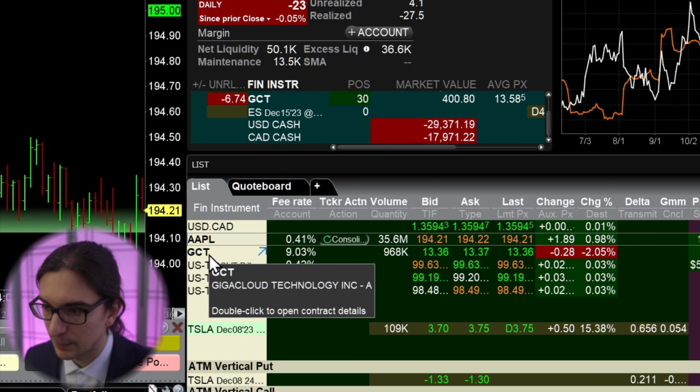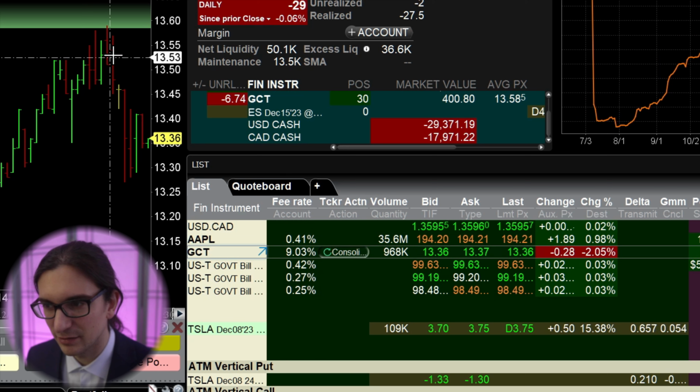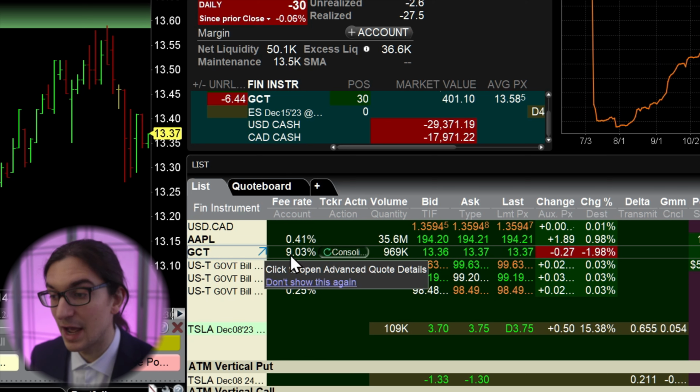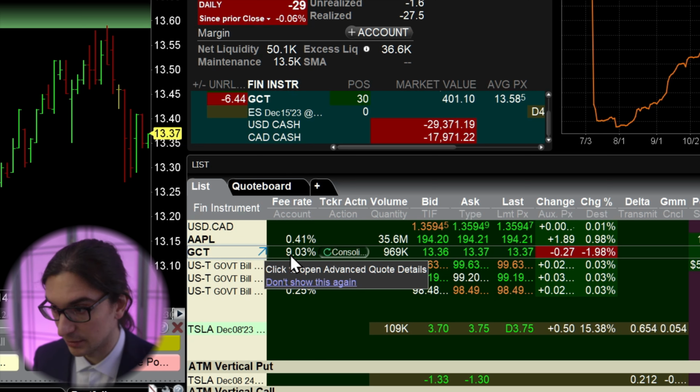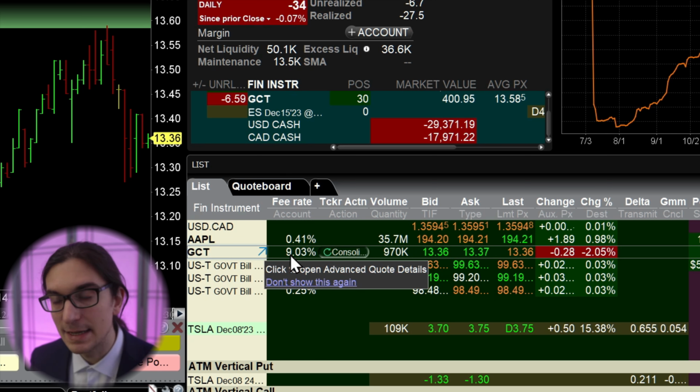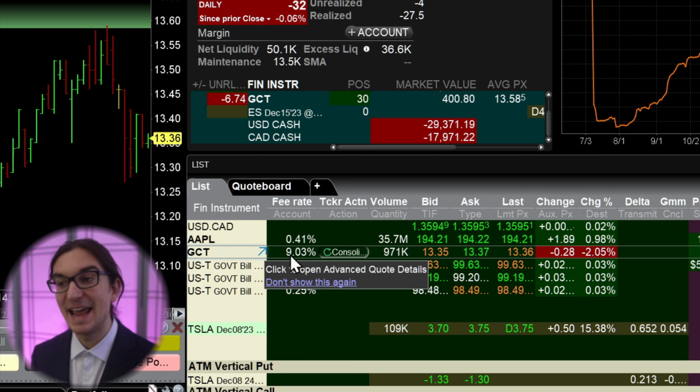So you can see, for example, this penny stock here, GCT, which is not really penny stock anymore. It has a 9% fee rate. It's going to cost you 9.3% per year to be short on this stock. So if you shorted 100,000 worth of this stock, you're going to pay about $9,000 per year to remain in that short position. And the interest will be accrued every day that you remain short the stock.